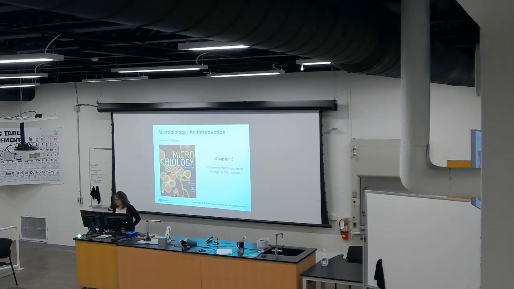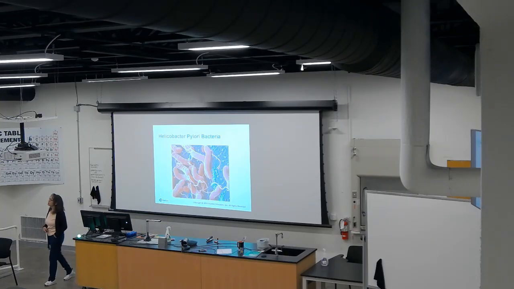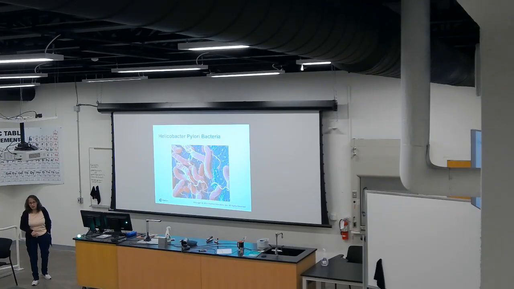Okay, chapter 3 is about microscopy, observing microorganisms through a microscope. In here we have a nice picture of Helicobacter pylori. This is color enhanced with a scanning electron microscope. This Helicobacter pylori is a gram-negative bacteria that causes gastric cancer, cancer in the stomach.